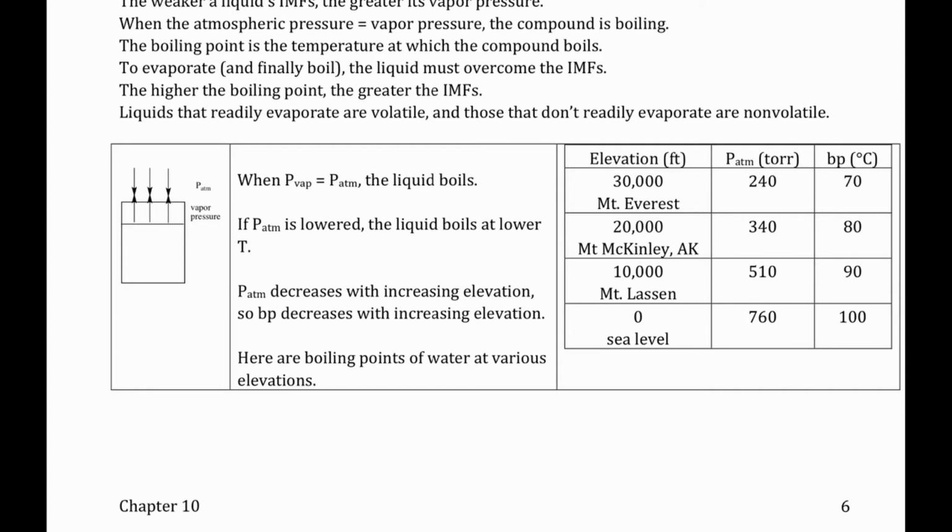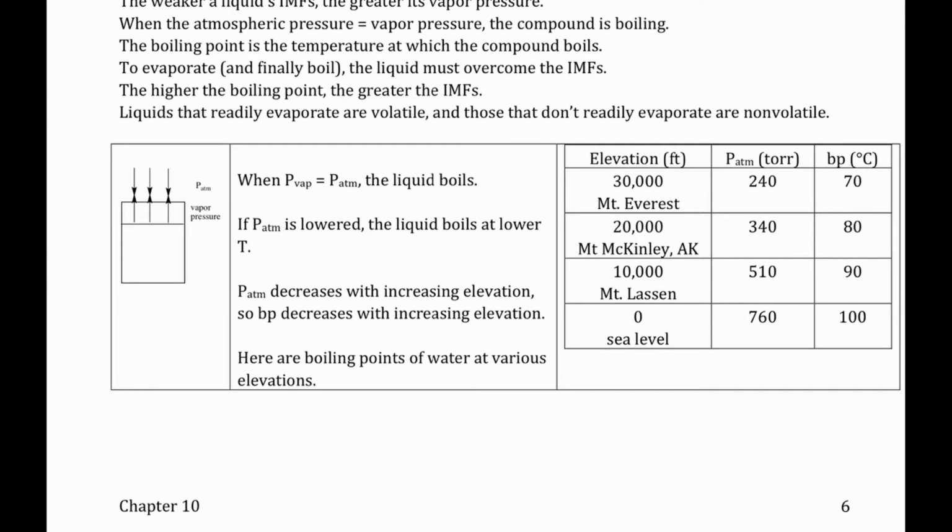The atmospheric pressure decreases with increasing elevation. So as you climb a mountain, the atmospheric pressure is decreasing. You might feel it in the lower amount of oxygen present, so you might feel you need to breathe more quickly and deeper. So the boiling point decreases with increasing elevation. Here are boiling points of water at various elevations.